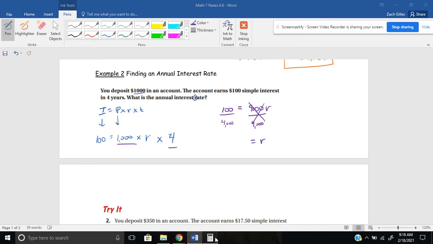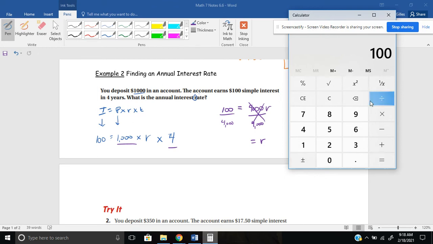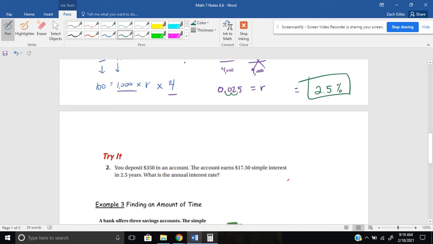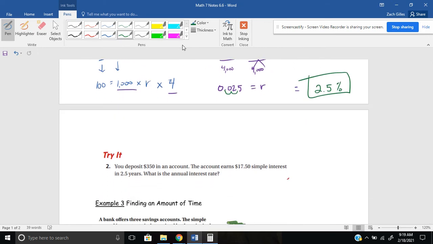And then it's just a little bit of division. 100 divided by 4,000 totals 0.025. And then, remember, if I want to write my interest rate as a percentage, move it 2 spots to the right. So that would give me 2.5% for my annual interest rate. Okay, go ahead and pause the video here and try a problem just like that for number 2.